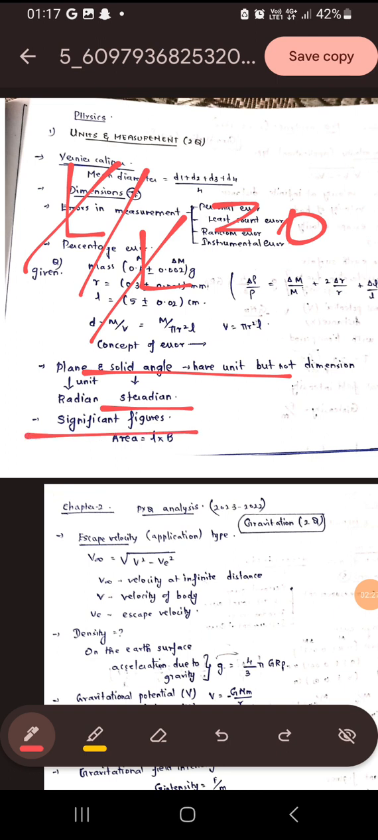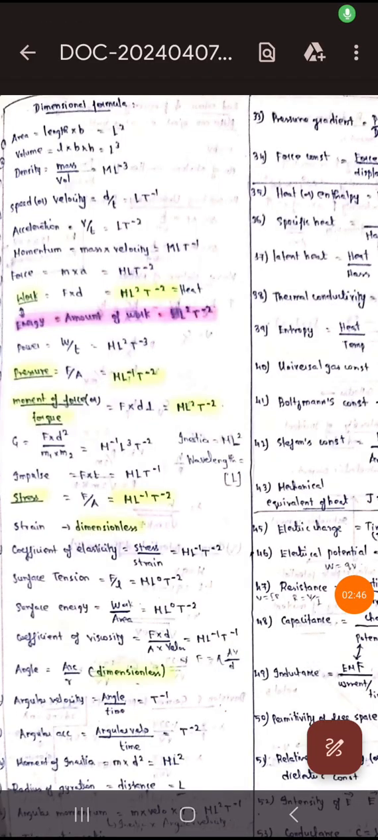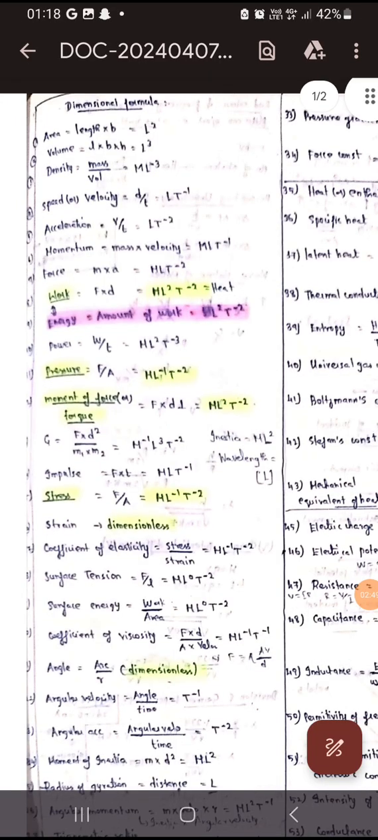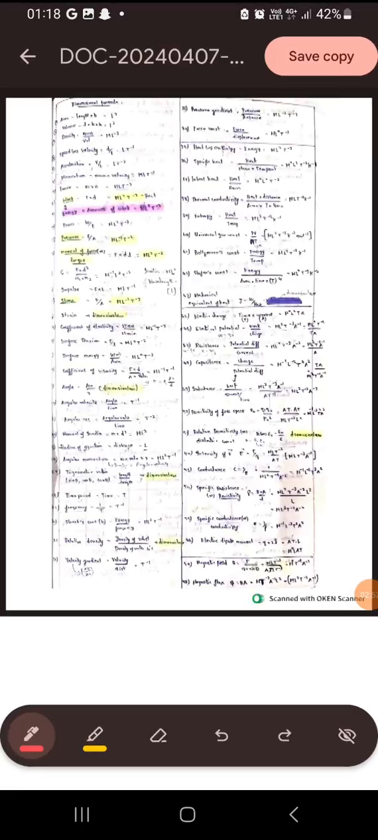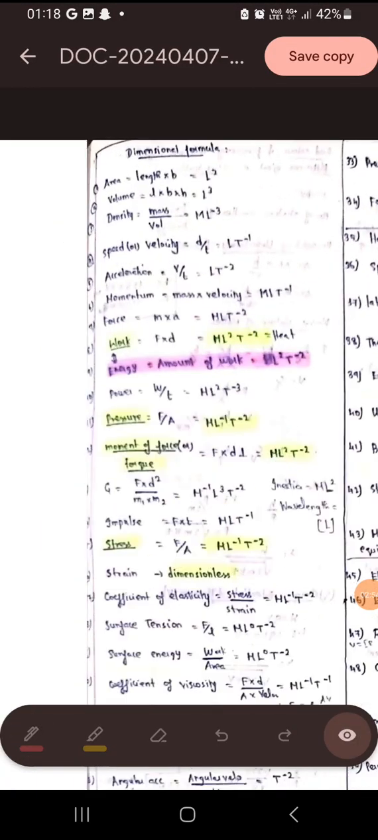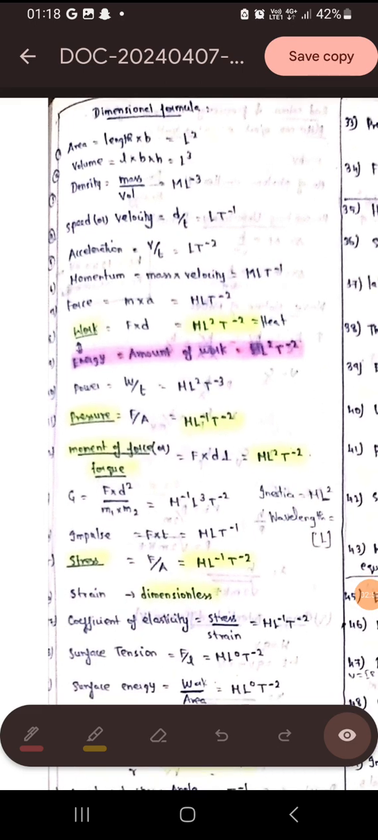And significant figures is an important question, a concept they ask every year. And to identify the area, length into breadth, they use the same formula. So in this manner it's important. So let me introduce you to some dimensions. These are the dimensional formulas. Let me zoom in. I'll explain up to certain things, and about that I'll share the PDF. You can note it in an easy manner.